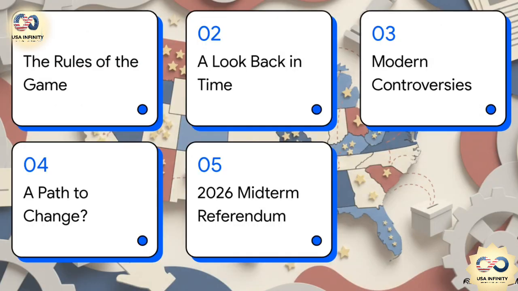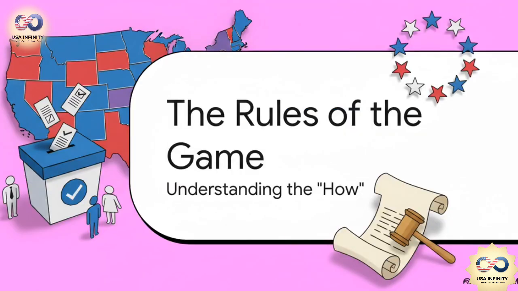To figure this all out, here's our game plan for today. First, we're going to cover the basic rules of the game. Then, we'll take a look back in time to see why this system was even created. After that, we'll get into the modern controversies, explore a potential path to change, and finally, we'll look at how all this plays out in those super important midterm elections. All right, let's dive right into the rules of the game, the how of it all.